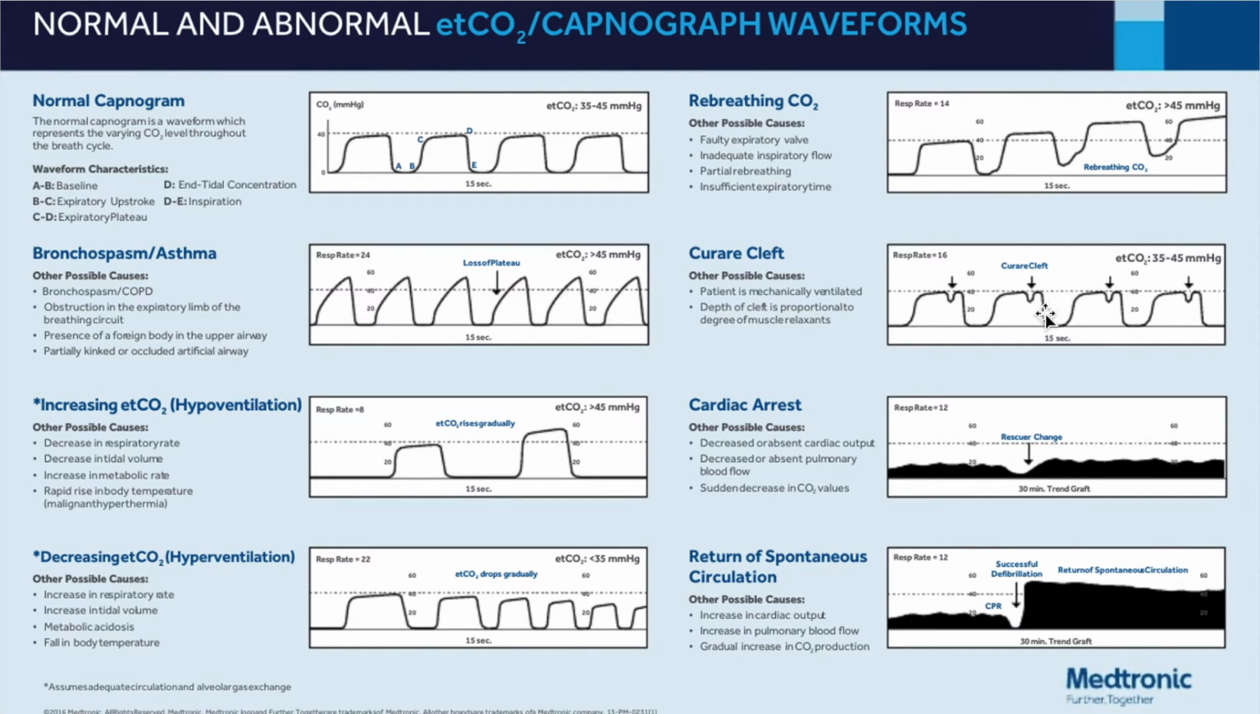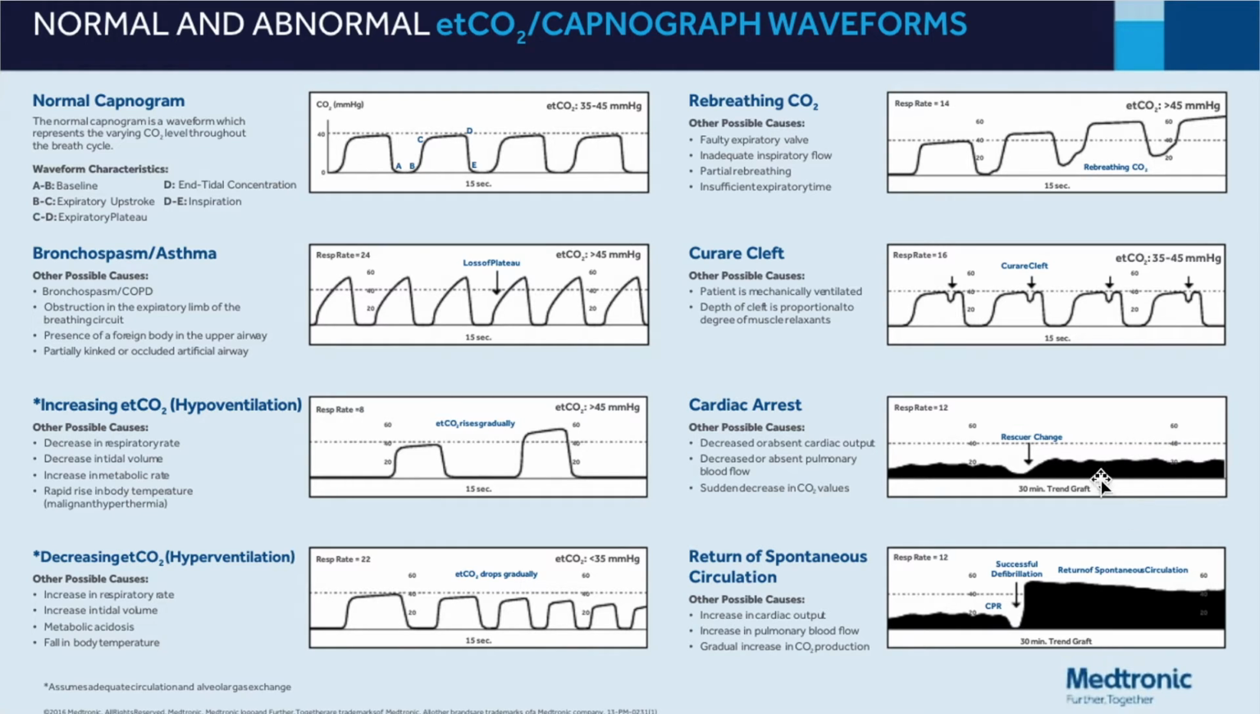This one right here is called curare cleft, and your end-tidal is within normal range. However, there is this little divot right here. Typically, this happens when the patient is on a ventilator, and the depth of the cleft, which is this right here, is proportionate to the degree of muscle relaxants.